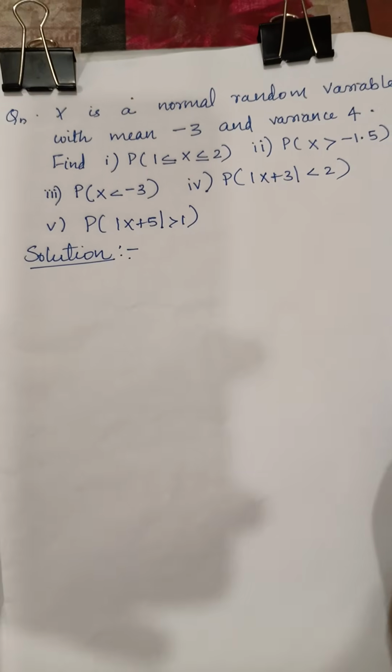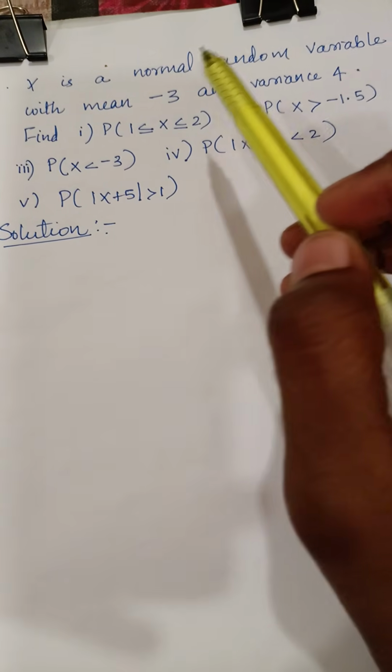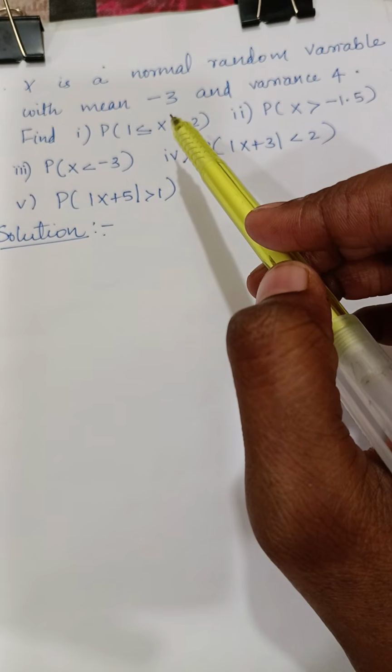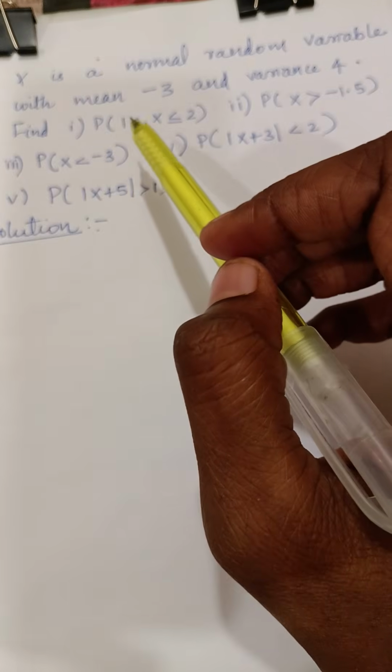Next, we can discuss a problem on normal distribution. You are given a random variable x which follows a normal distribution, and its mean is given as minus 3 and variance 4, and we have to find these probabilities.